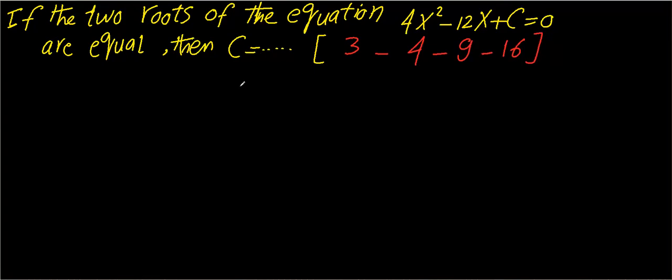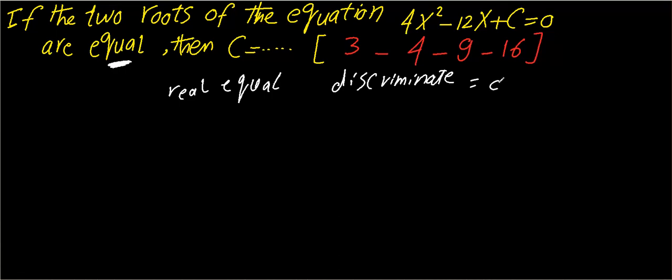The first exercise, number 1: if the two roots of the equation 4x² - 12x + c = 0 are equal, if there are two equal real roots, then c equals what? We know that if the two roots are real equal roots, that means the discriminant equals 0. We can say that D equals 0.